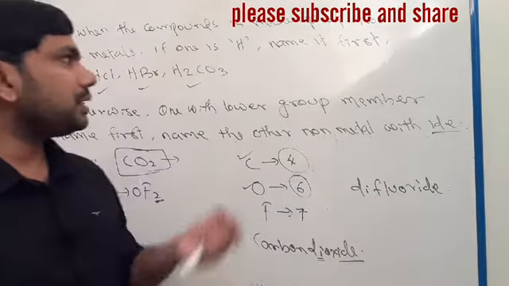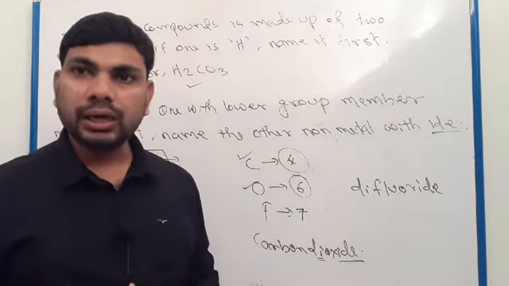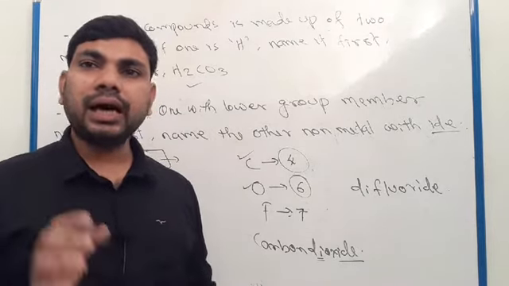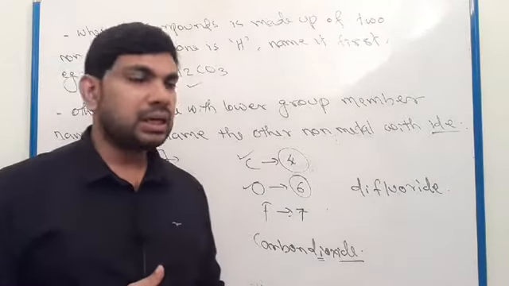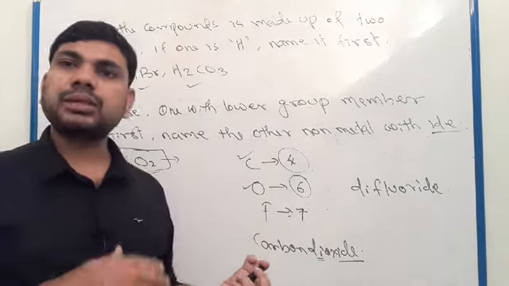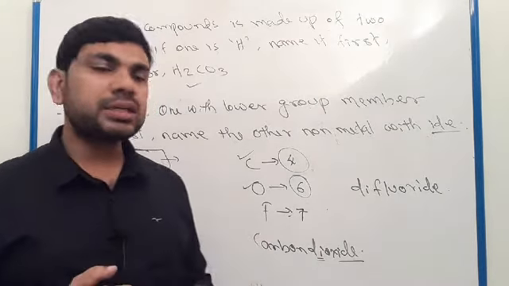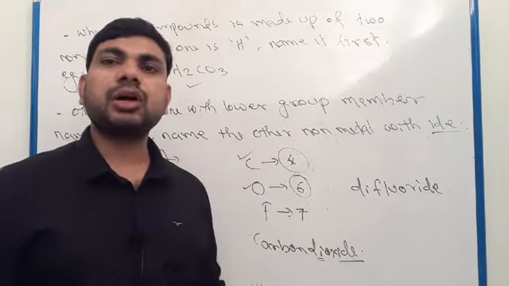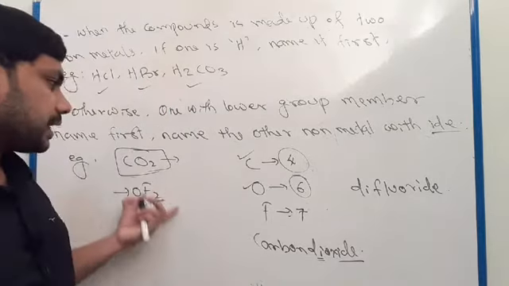So here we discussed compounds which contain non-metals only. If the compound with non-metals also contains hydrogen, we mention the name of hydrogen first. For compounds which contain non-metals without hydrogen, we mention the name of the non-metal in the lower group first, and the second non-metal's name ends with -ide. These are the examples.